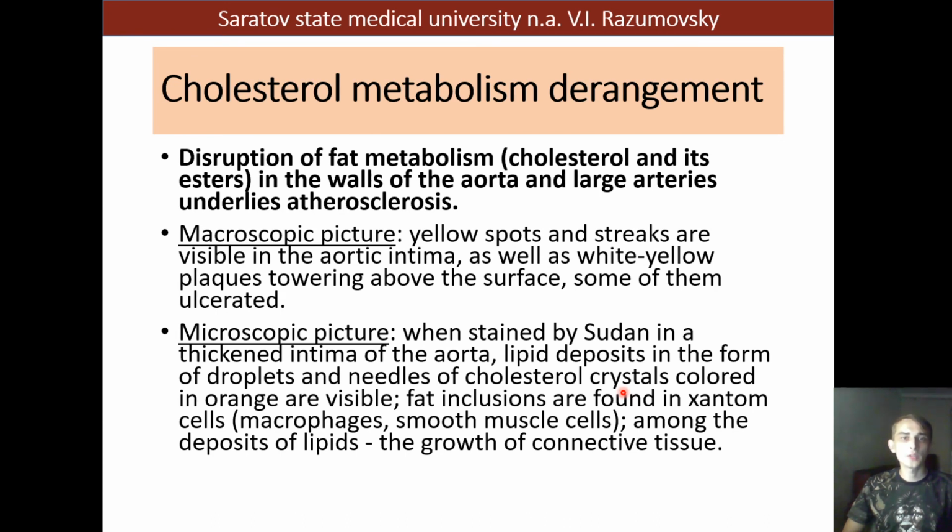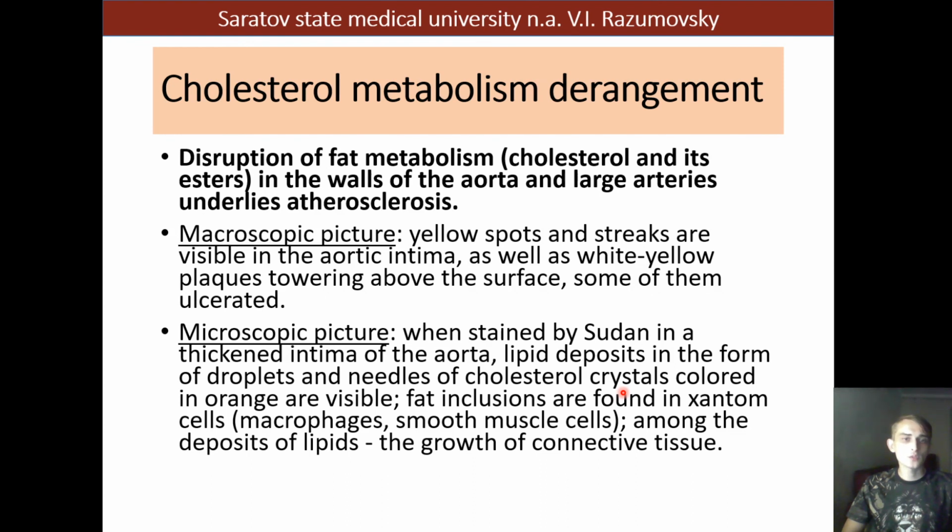Cholesterol: disruption of the fat metabolism, cholesterol and its esters in the walls of the aorta and large arteries underlies atherosclerosis. Macroscopical picture: yellow spots and streaks are visible in the aorta intima, as well as white-yellow plaques towering above the surface, some of them ulcerated. Microscopical picture: when staining by Sudan in intima of the aorta, lipid deposits in the form of droplets and needles of cholesterol crystals are colored in orange, and we can find them in these places.